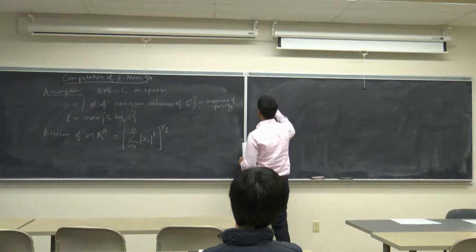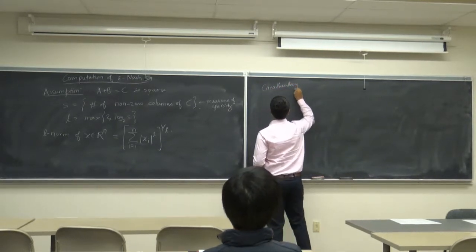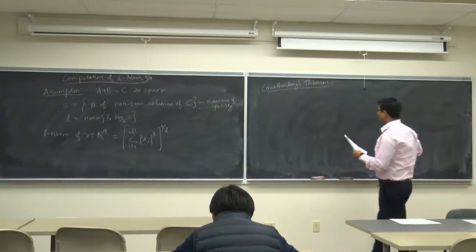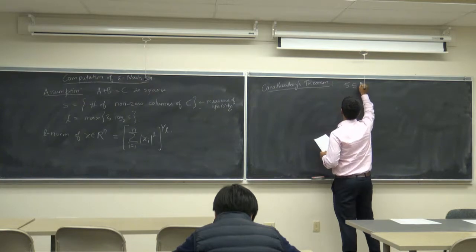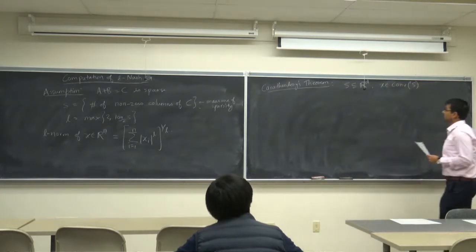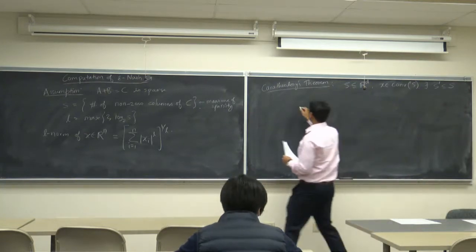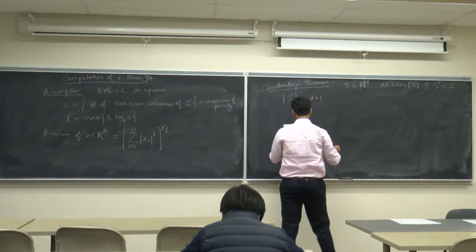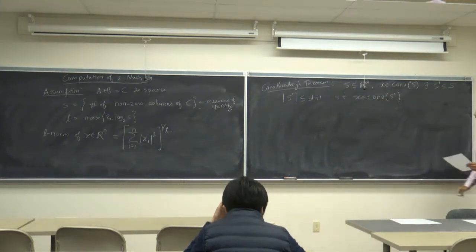I'm taking a detour into linear algebra again. I want to define Carathéodory's theorem. So the idea of Carathéodory's theorem is as follows. S is a subset of R^D, and X is in the convex hull of the set S. Then there exists an S prime, which is a subset of S, where the number of elements in S prime is less than or equal to D plus 1, such that X is in the convex hull of S prime. So what is the picture?